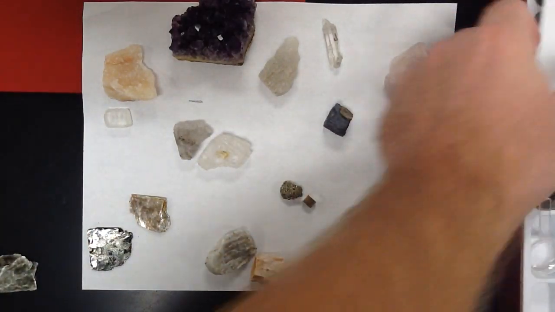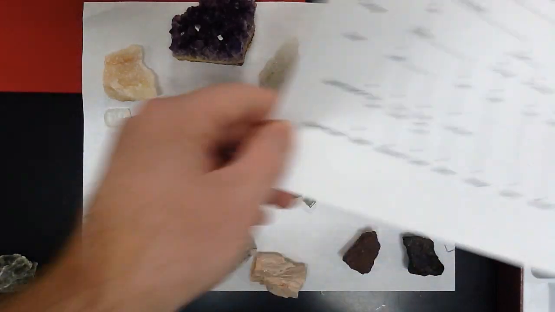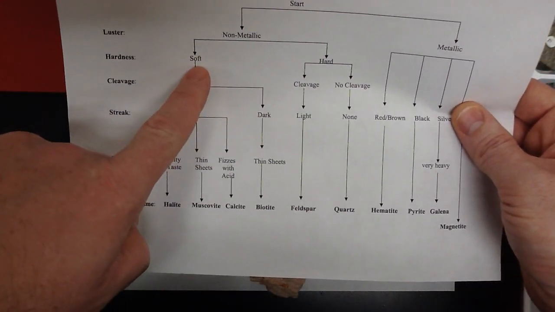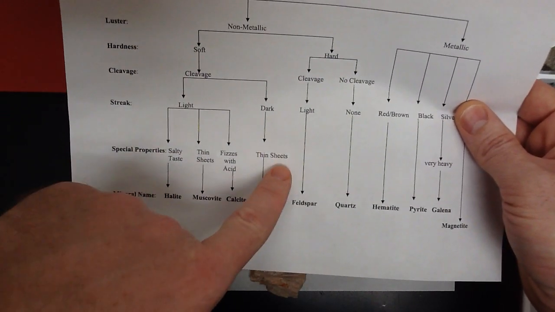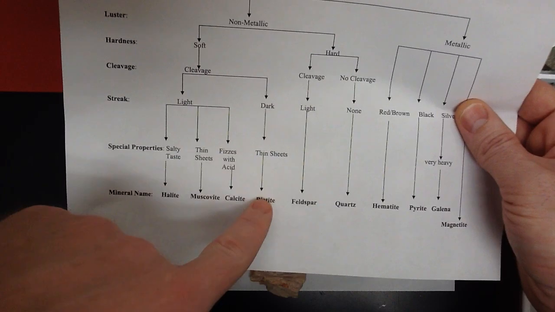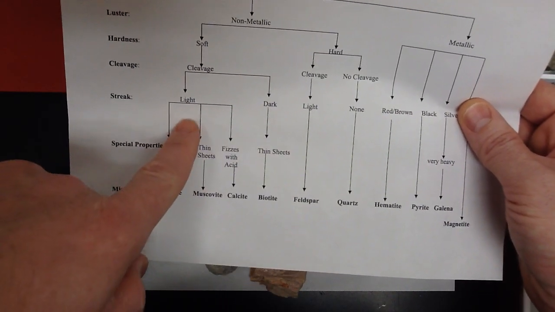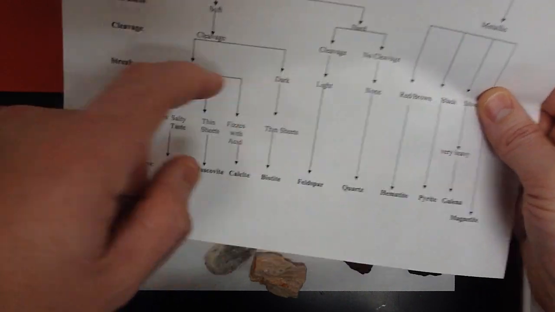So next on the list is going to be muscovite, and I'm going to do muscovite and biotite together. The special thing about muscovite is it's going to be soft, it is going to have cleavage, and it's going to show up in thin sheets along with its twin biotite. The only difference between muscovite and biotite is that muscovite is a light color, biotite is a dark color.